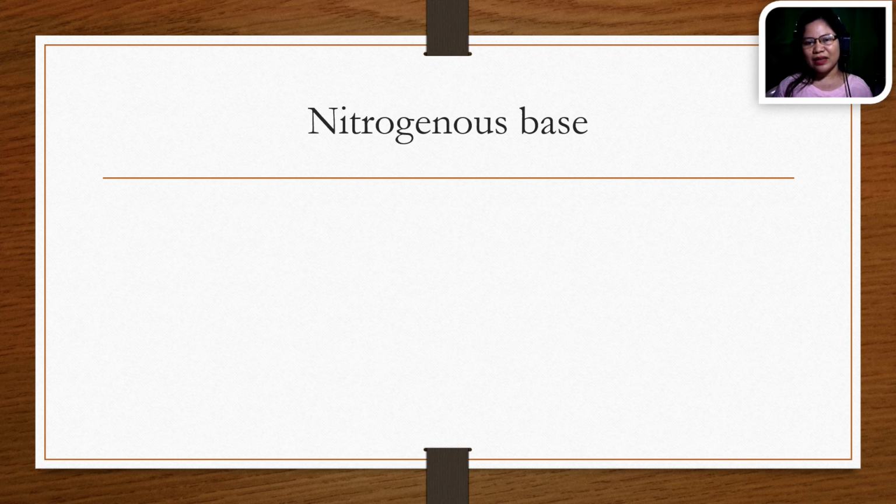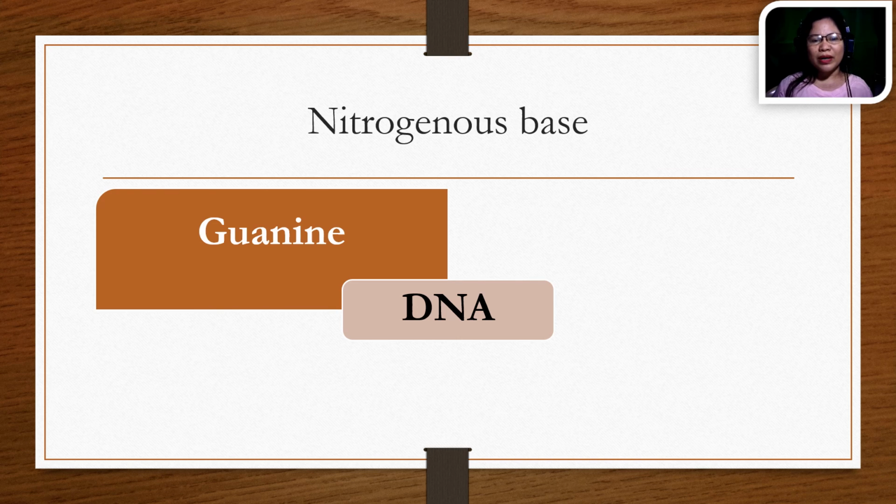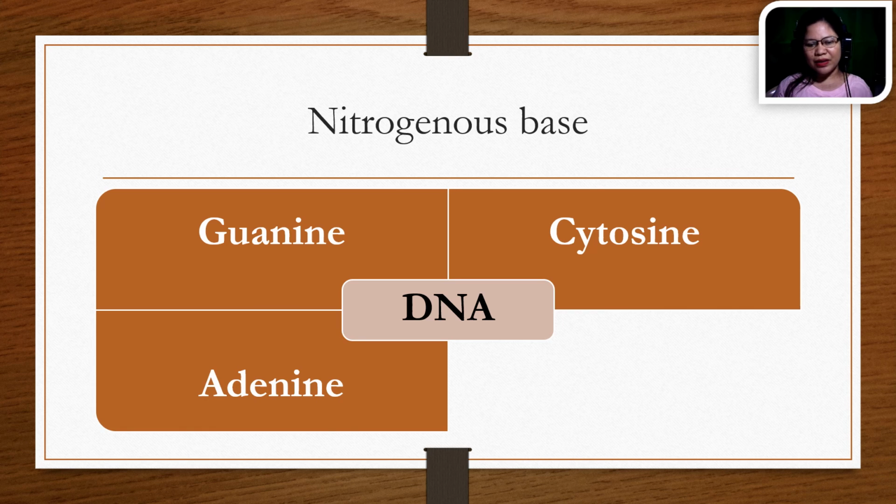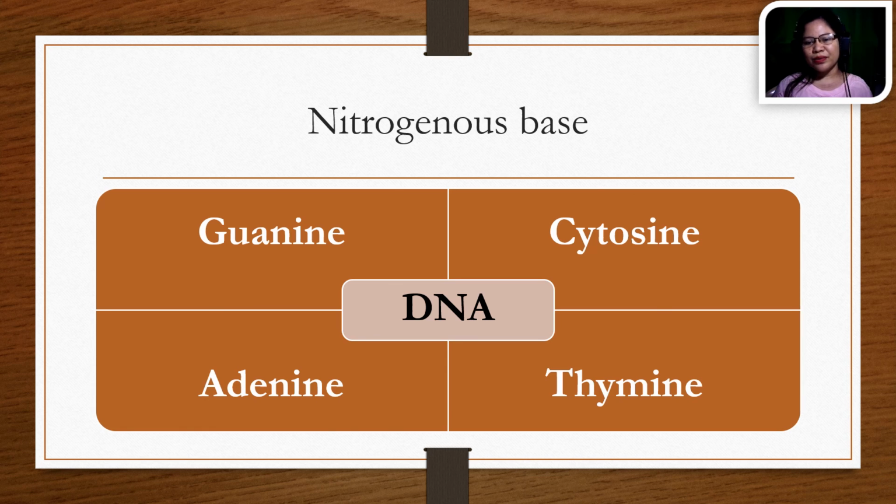And these are the nitrogenous bases found in DNA. So these are the nitrogenous base pairs: guanine paired with cytosine, and adenine paired with thymine. So these are the nitrogenous bases that are very evident or visible in DNA.